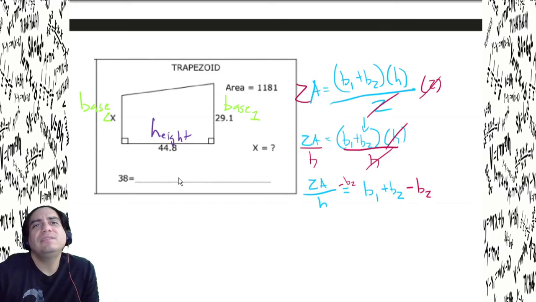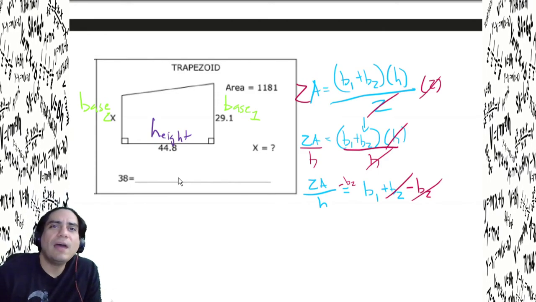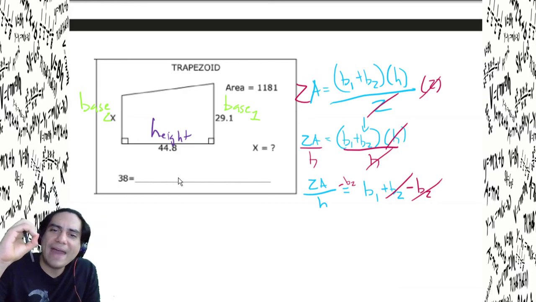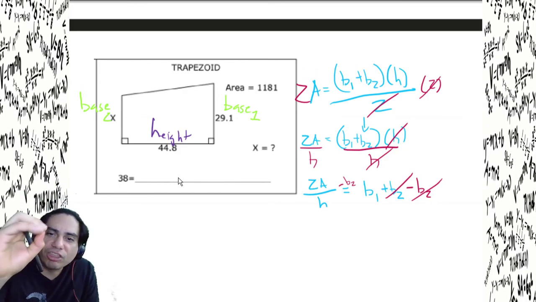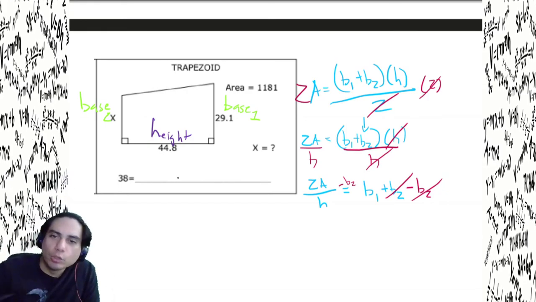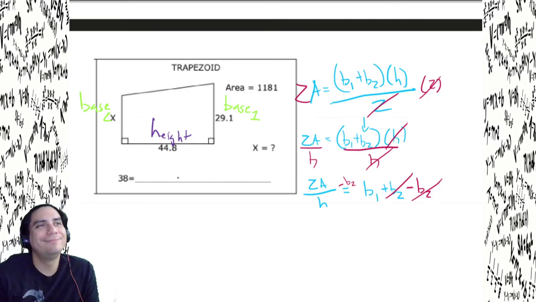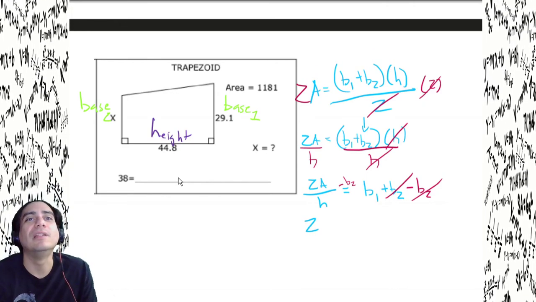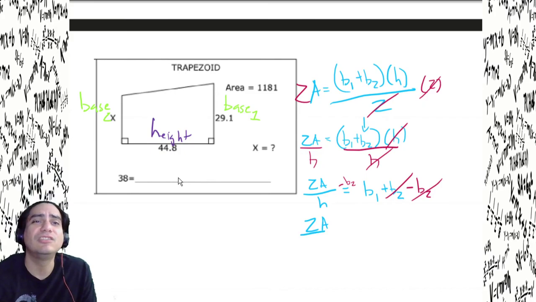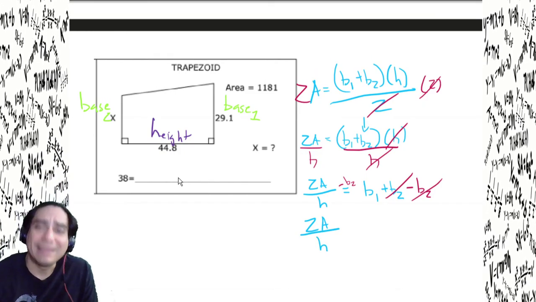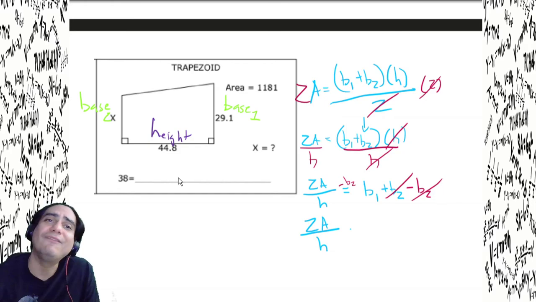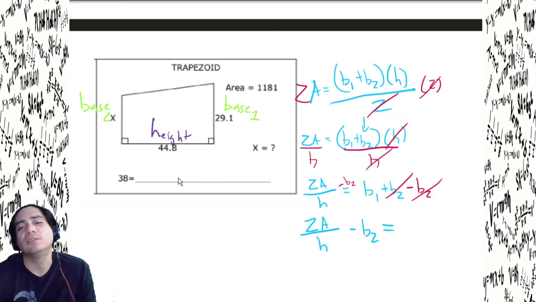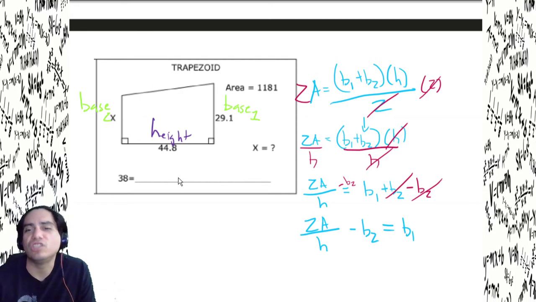But what happens to my bases? My base 2s, well, they cancel out. Positive base 2 minus base 2 leaves us nothing. But you know what it does leave us with? It leaves us with the correct formula to find that missing base. So it's going to be 2 areas divided by height, getting that quotient answer and finding the difference with base 2 gives us our missing base, which is base 1.